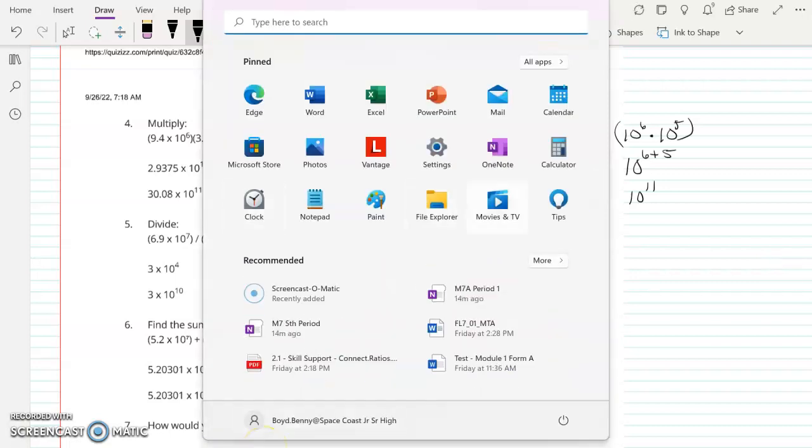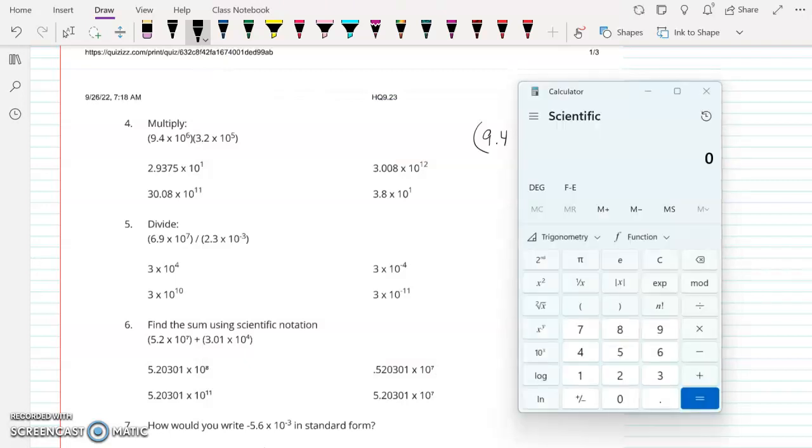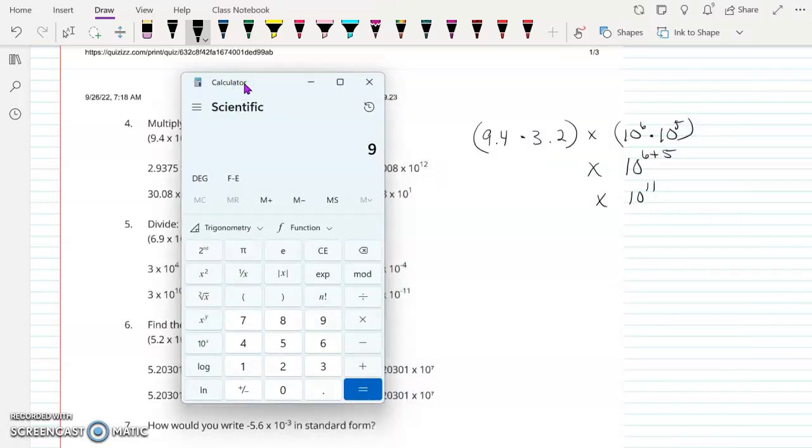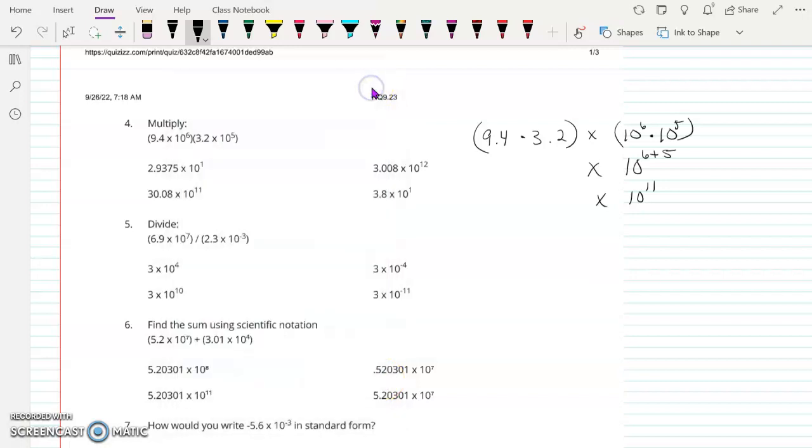And we'll grab my calculator. And I'm going to do 9.4 times 3.2. It's going to give me 30.08. Okay, I see that number is not in scientific notation, so I'm going to need to move that decimal over one more place to put it in scientific notation.